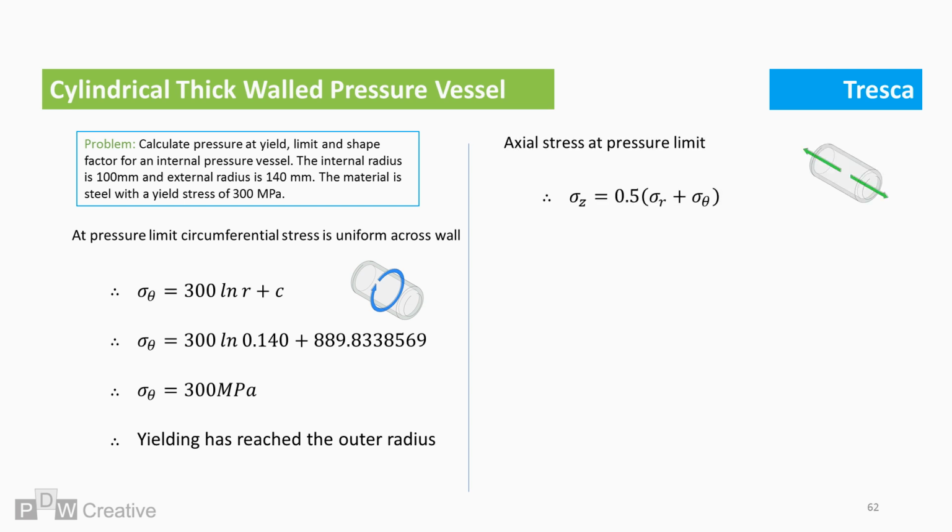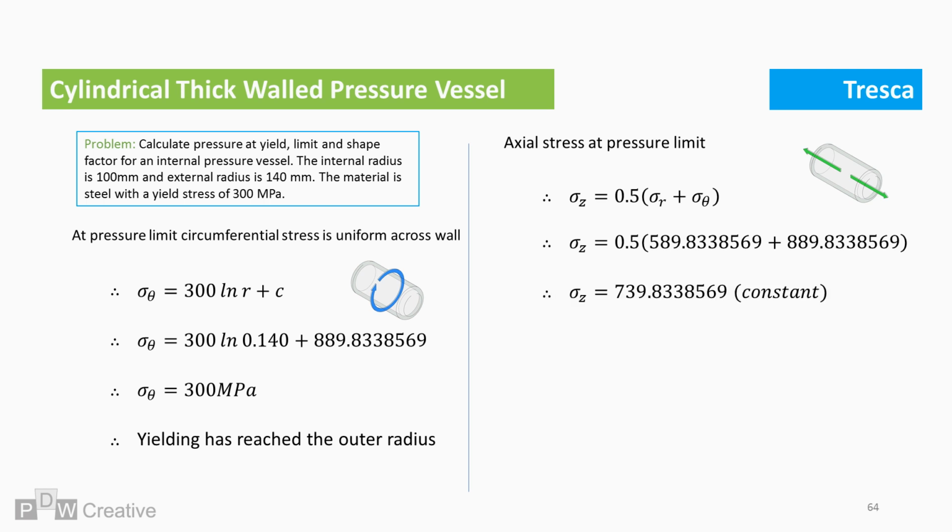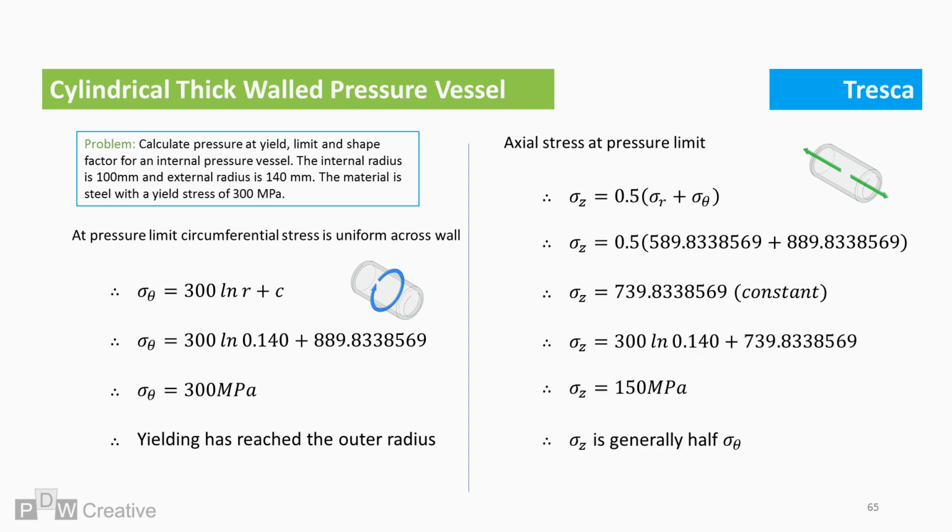And lastly, we need the axial stress. Plugging in our constants allows us to find axial stress constant C, which is 739.83. Plugging the data into our stress equation gives an axial stress of 150 megapascals at the outer wall at limit pressure.